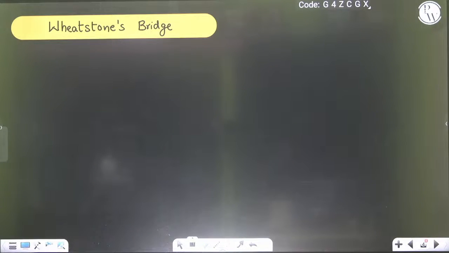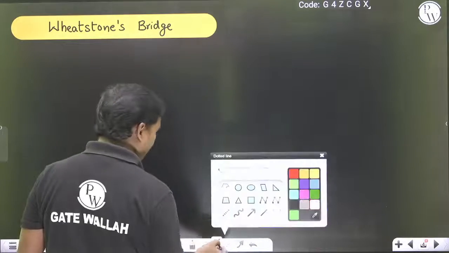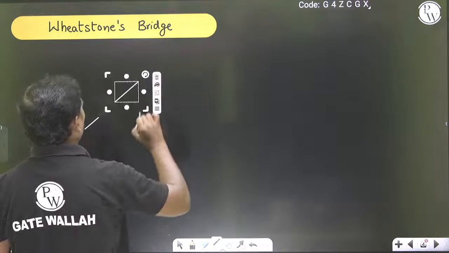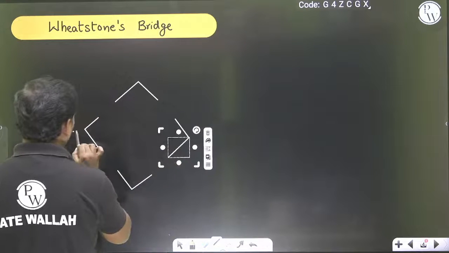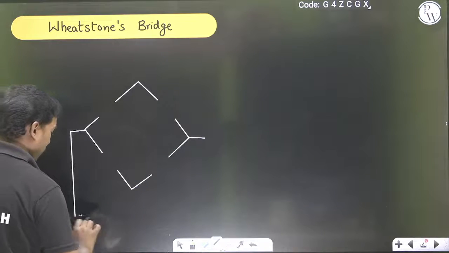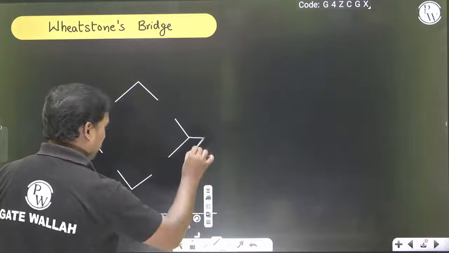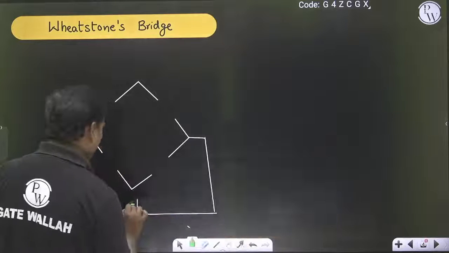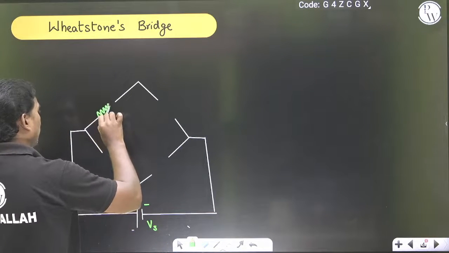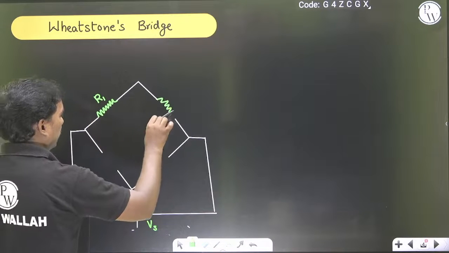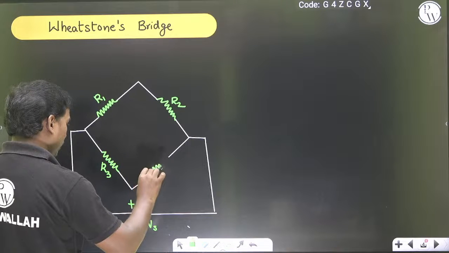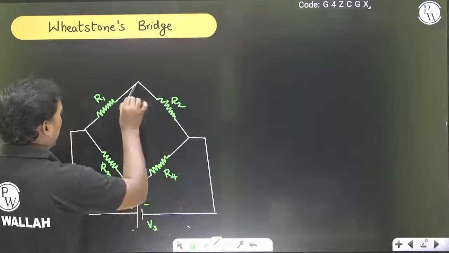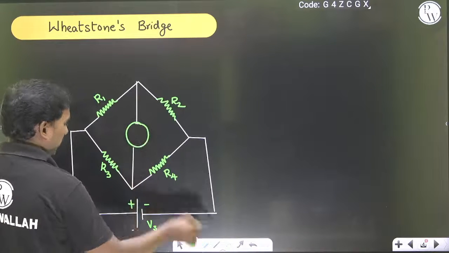I think all of you are familiar with the Wheatstone bridge, which contains 4 resistors. If you see the Wheatstone bridge basic diagram, this is R1, this is R2, this is R3, this is R4, so I can take this as a supply voltage Vs. And here comes our galvanometer. So this is our galvanometer.